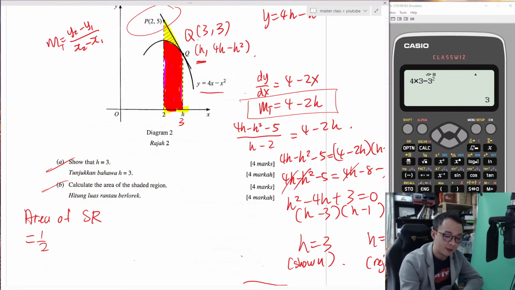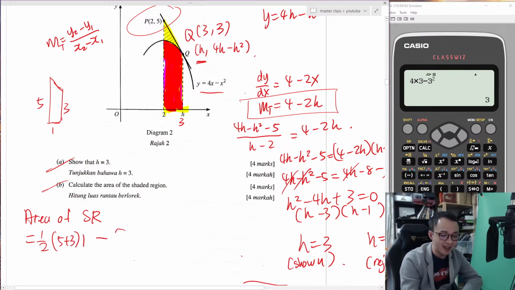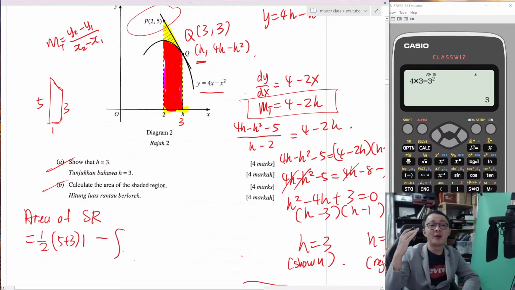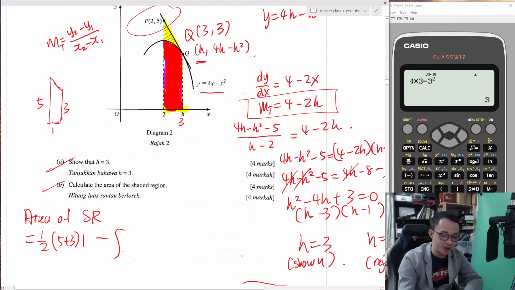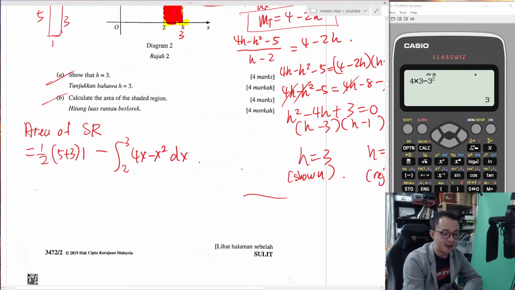Okay, so right now I have a trapezium like this, and I want to find the area of this trapezium. Here is definitely 5 units, following the y, and this one will be 3. And from 2 to 3, here is 1 unit. So it's half (a plus b) multiplied by height, minus the integral, because I want to find the area under the curve, from 2 to 3 of the curve equation, 4x minus x squared dx. I just use the trapezium minus the area under the curve.